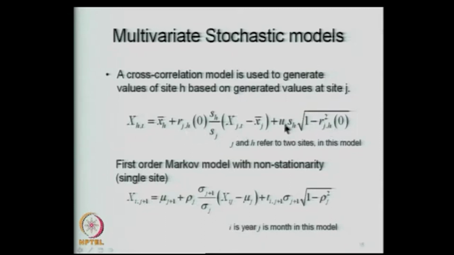Let us see what the properties of ut are. Now, this I have indicated here for use on the key site j. On the key site j you just use it, except that the notations are different here, i is the year and j is the month within this year. So, this is a single site model, this single site model you use for the site j, and then using the observations on site j you generate on site h.